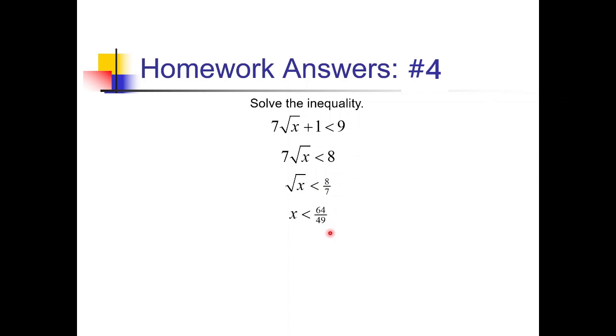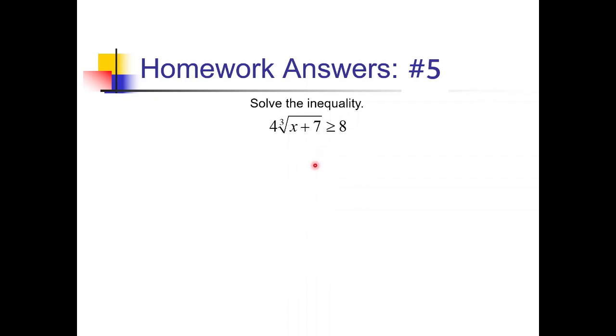Now there is one other consideration. Since this is an even root, the radicand in here needs to be non-negative. We don't want whatever we plug in here to be a negative number. So that means that x has to be greater than or equal to 0. It could still be 0, that's okay, but it can't be less than 0. So that gives us two inequalities to put together. x has to be between 0 and 64 over 49. So we're going to write 0 less than or equal to x less than, just strictly less than, because that's what we started with, 64 over 49.